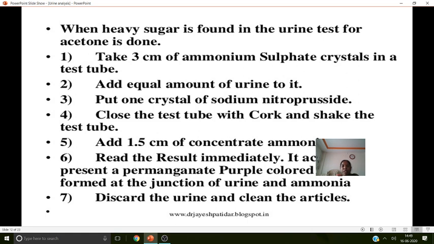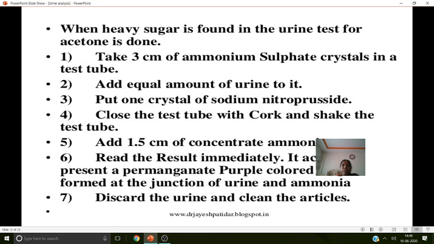If acetone is present, a permanganate purple color ring is formed at the junction of the urine and ammonia. So we can see the result immediately for acetone. We add 1 crystal of sodium nitroprusside, then add the urine, shake the test tube, and then add 1.5 centimeters of concentrated ammonia.